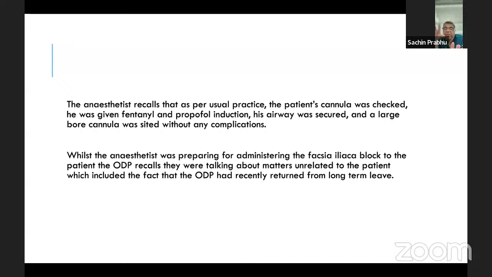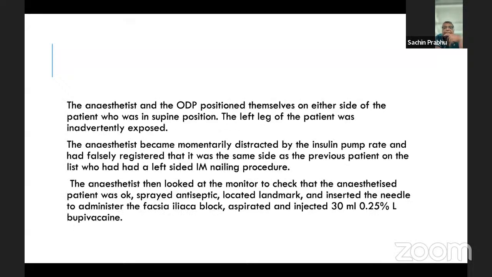So again, you need to remember distractions are a huge part. As an anesthetist, we fail to realize that we work under such conditions and so much commotion. You almost blank the whole thing. But if you were to observe somebody in theater, you will find that there are loads of distractions. And this is an example of one where the ODP was telling them about their holiday when they were doing the block. Next slide. So the positioning was done.